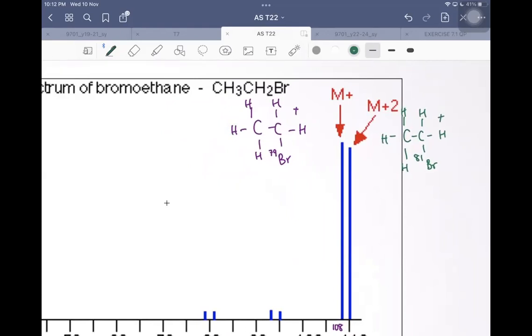But there are cases where we don't know the molecules. However, we're given the spectrum and we are expected to work out the structure. So that's when it gets difficult.